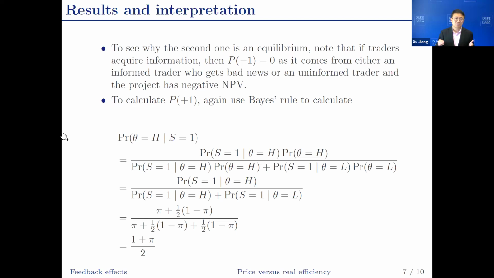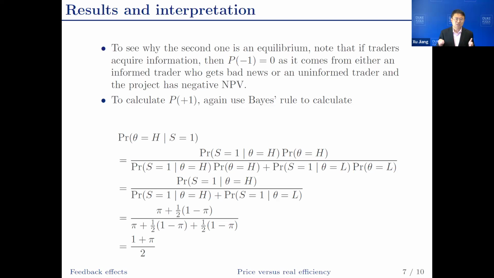To calculate the price when the order flow is +1, again, we need to use Bayes' rule, because theta is an exogenous variable. We can calculate the posterior belief that theta equals H conditional on S equals 1, and that equals (1 + phi)/2. The algebra provides a step-by-step guide applying Bayes' rule. I'm just going to mention why the probability S equals 1 conditional on theta equals H is pi plus 1/2 times (1 minus pi). Conditional on theta equals H, S can be 1 under two cases.